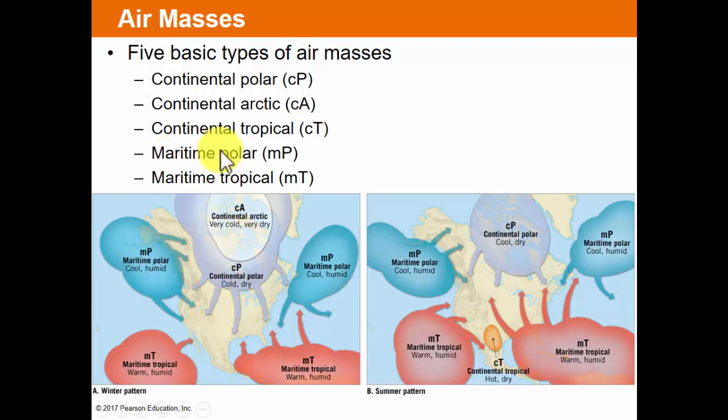And there's also, I didn't mention this, continental tropical, very hot and dry. That is a summertime pattern. And as you find that over the southwestern desert, you may also find that over sub-Saharan Africa.